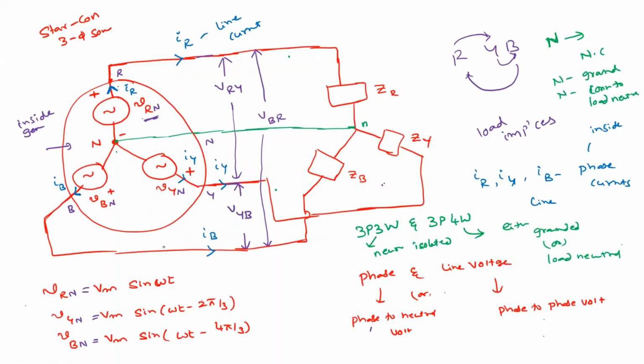So now what you understood is that if the source is star connected, phase currents and line currents are both the same, but phase voltages and line voltages are different, right? So how exactly are they different, and what is their relationship? Now we are going to find out.